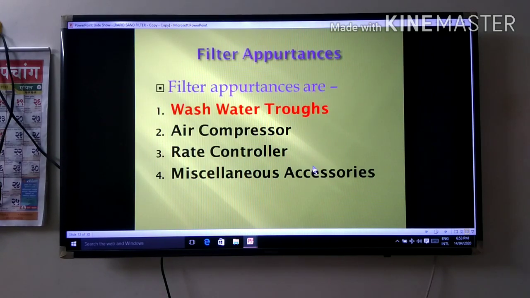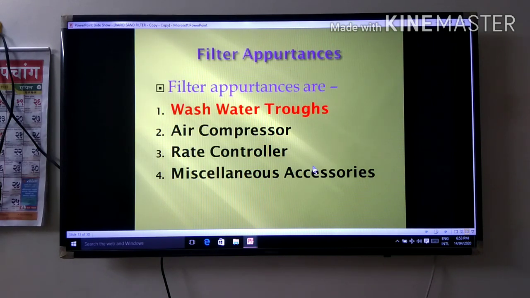Filter appurtenances. The filter appurtenances are: first, wash water troughs. Second, air compressor. You already saw both the diagrams of wash water troughs. It is provided above the filter media of sand.